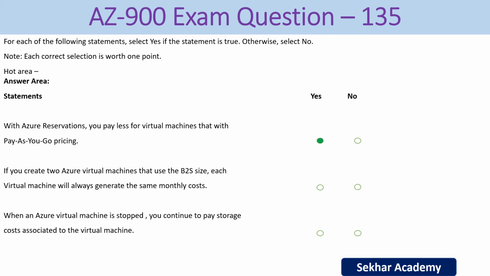So the right answer is here option yes. Statement 2, if you create two Azure virtual machines that use the B2S size, each virtual machine will always generate the same monthly cost, right? So you are creating two Azure virtual machines that use the same B2S size, but each virtual machine will always generate the same monthly cost. So the options we have are yes and no.